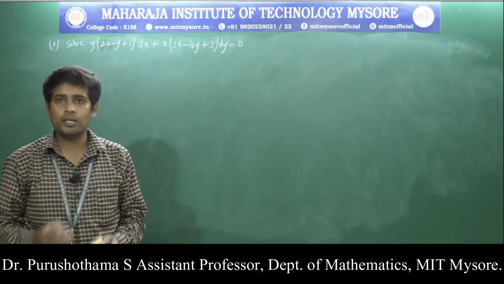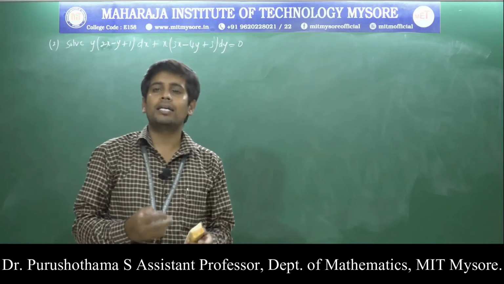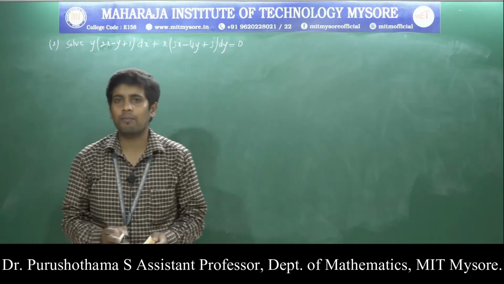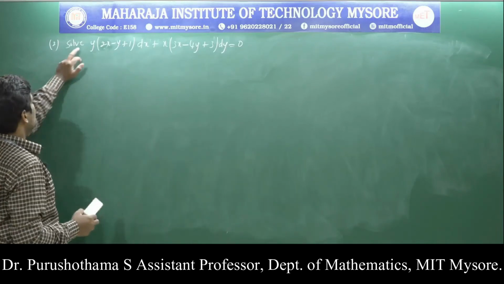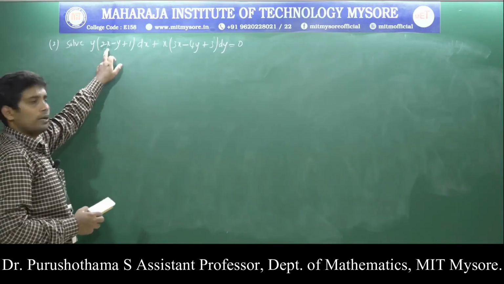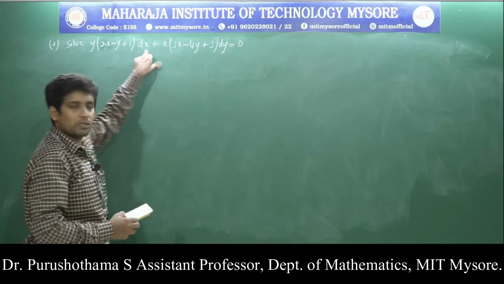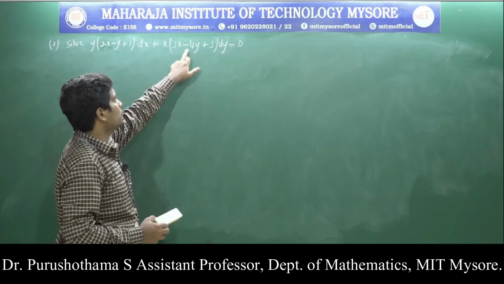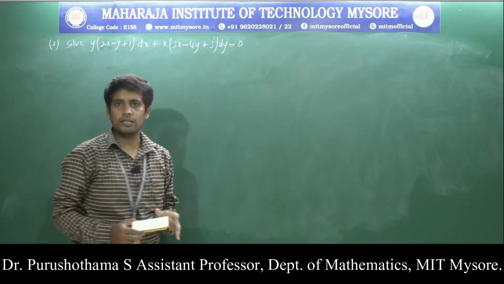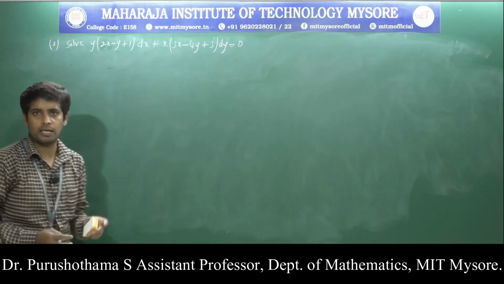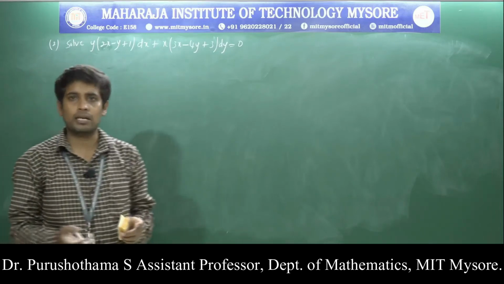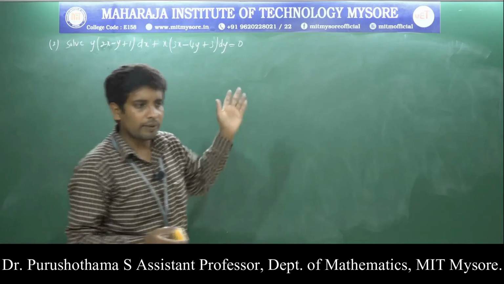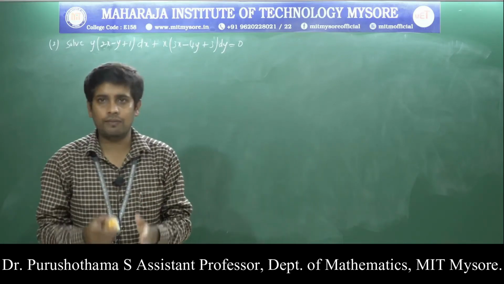Okay. Now I am going to solve problem number 2 in equations reducible to exact form. The given problem is: solve y times (2x minus y plus 1) dx plus x times (3x minus 4y plus 3) dy is equal to 0. This is the second problem in equations reducible to exact form.